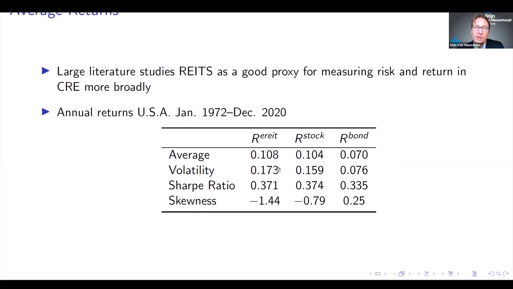These REIT returns have been quite volatile, more volatile than the broader stock market, but not a lot more, so that the Sharpe ratio, which is the excess return over a T-bill relative to the volatility, has been similar for REITs and stocks, about 0.37, and similar also to the Sharpe ratio on bonds. REITs have been a little bit more negatively skewed than stocks, which means that they had more large negative returns than they've had large positive returns.